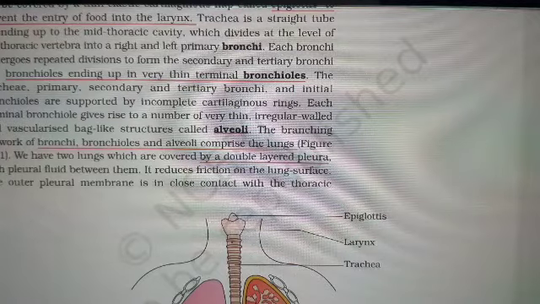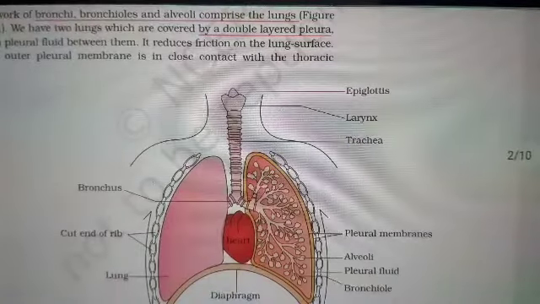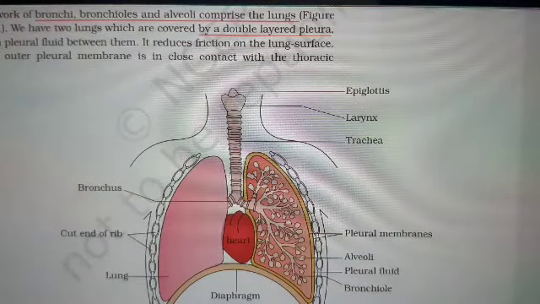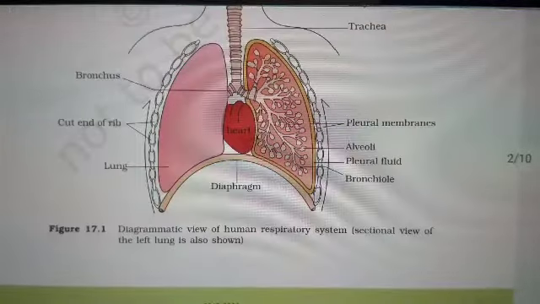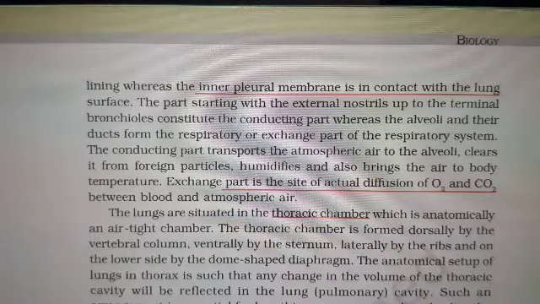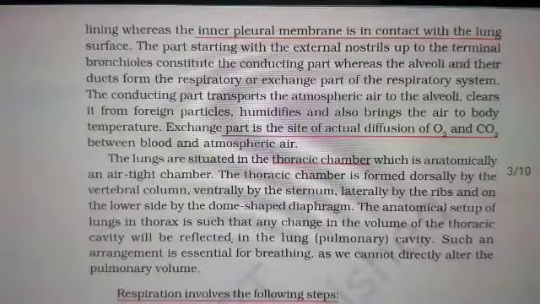That branched network of the bronchi, bronchioles, and the alveoli comprises the lungs. The lungs are covered by the double-layered pleura, which is very important, and there is pleural fluid within it. The outer pleural membrane is in close contact with the thoracic surface, and the inner pleural membrane is in contact with the lung surface. The terminal bronchioles and the alveoli form the respiratory exchange part of the respiratory system.